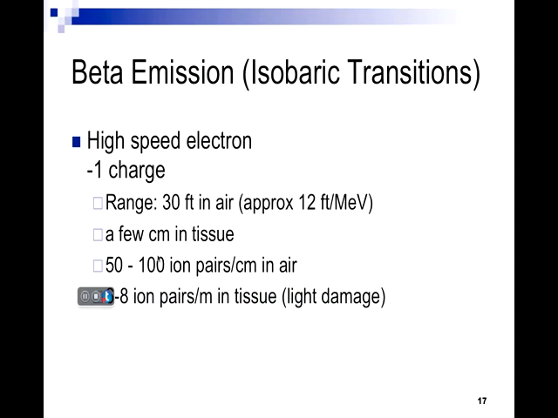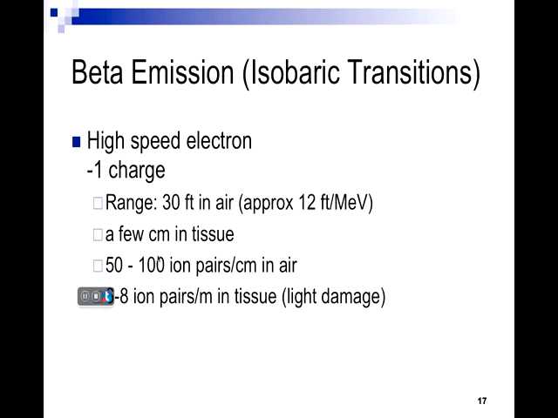And I like to think of this as the baseball in terms of the comparison. We've gone from an X-ray of a BB, now we're up to a baseball with the beta emission. And because it has some mass, it doesn't go quite as far as an X-ray. It maybe goes 30 feet in the air. It can penetrate tissue a few centimeters, and it's able to produce about 50 to 100 ion pairs in air, or 6 to 8 ion pairs in tissue, which is what we consider to be light damage. Again, this is what I like to call the baseball.